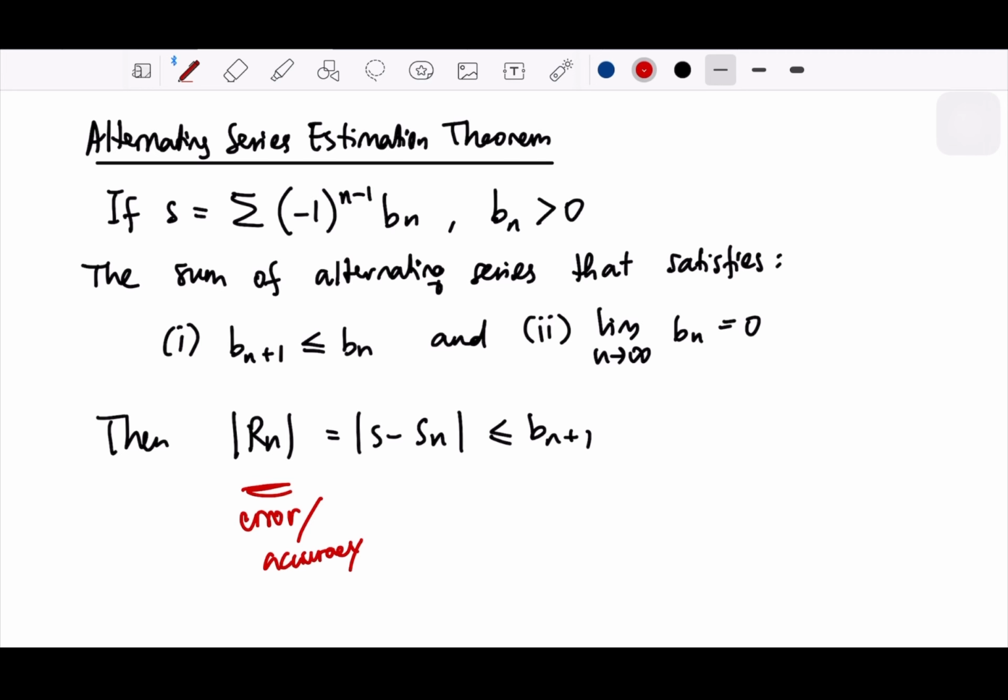So we can check the error by looking at how many terms we have. Like maybe we have n equal 10 probably. So this will be S10 and this will be n plus 1, 11, right? So we can just look at b11 and that would be our estimate value for the remainder.